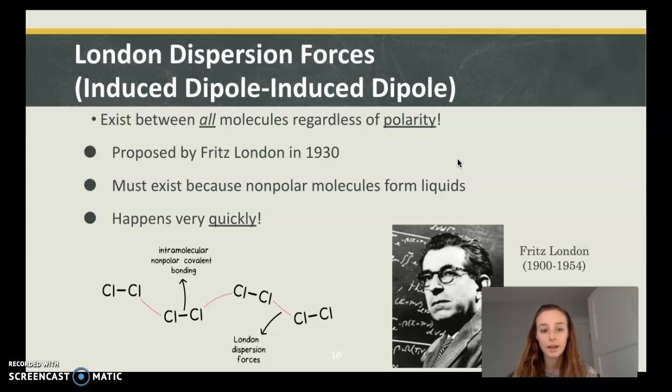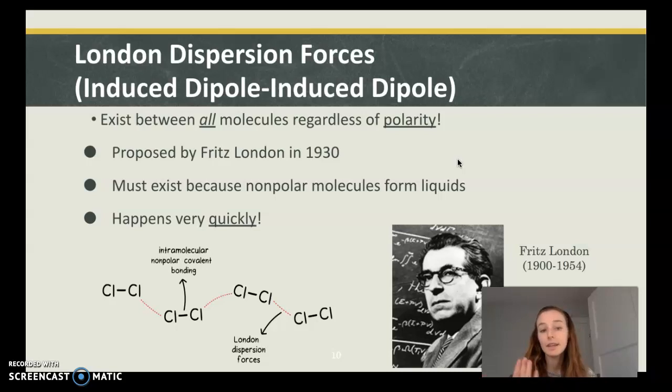Then the last type of intermolecular force we're going to talk about is called a London dispersion force, or an induced dipole. And this exists between all molecules regardless of their polarity. Between different molecules, you can have different types or several explanations of what IMF is present, and this one exists between all molecules regardless of the polarity.